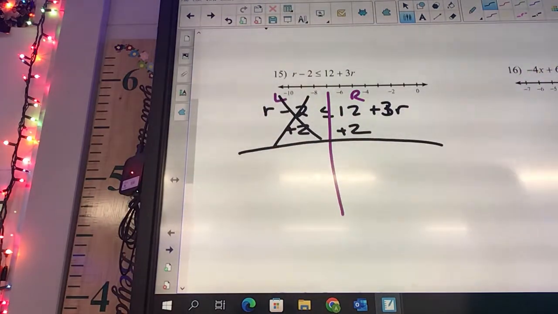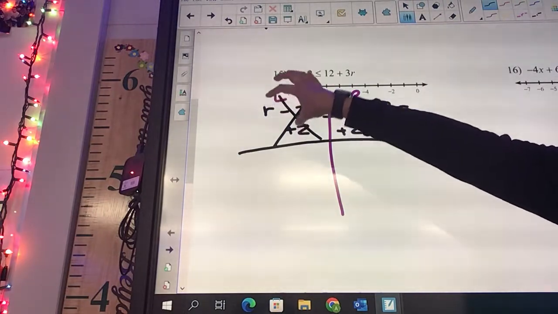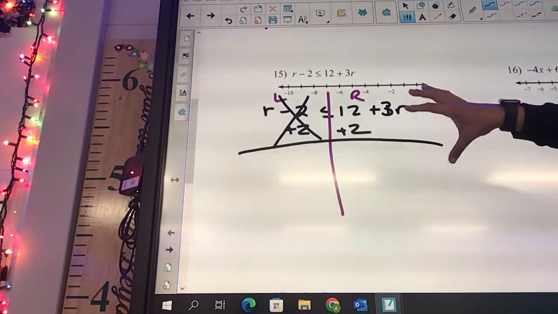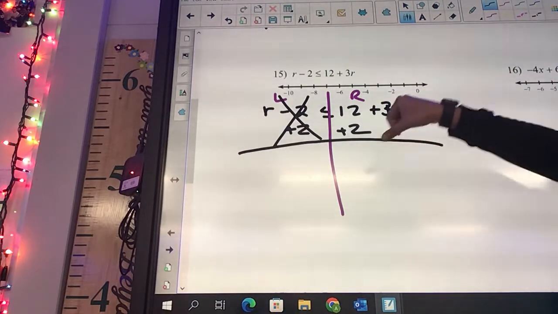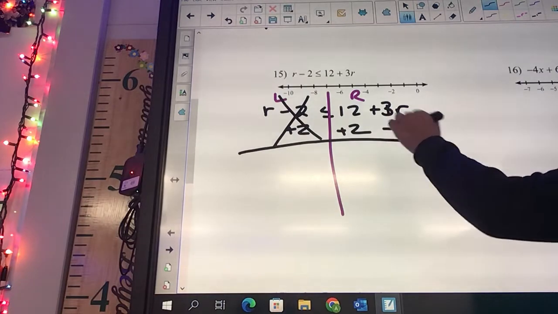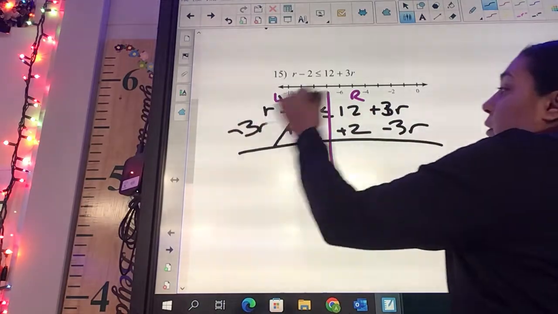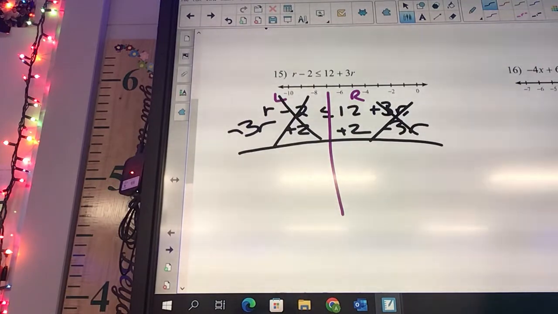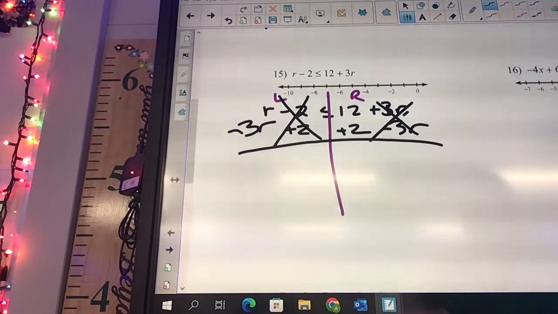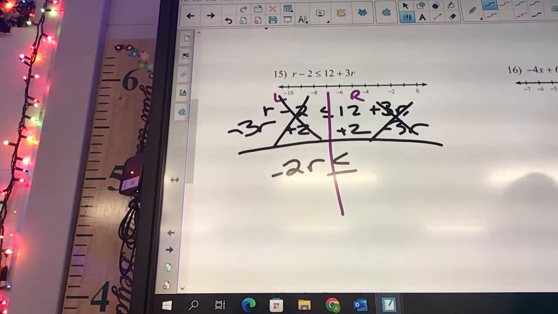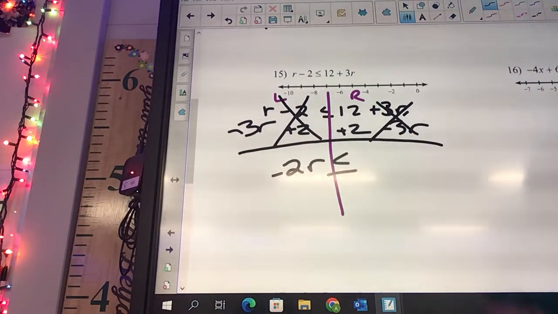Okay, and you can kind of look here. So I already have a big X on one side, so I need one on this side. So what else needs moved on this side? The 3. See how that's the only thing that doesn't have something underneath of it? That kind of lets you know that that's what's going to need moved. Okay, 1r minus 3r. Negative 2r. 12 plus 2. 14.